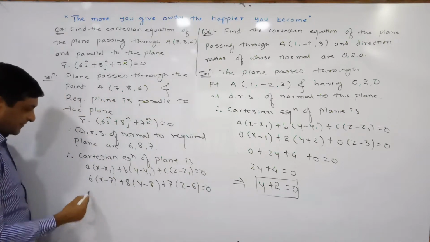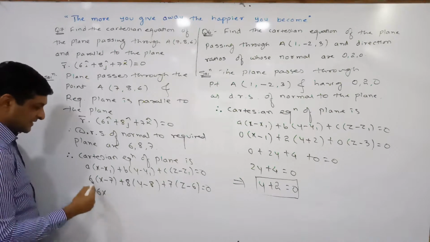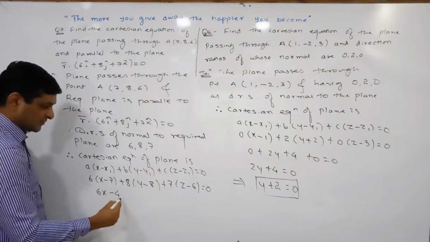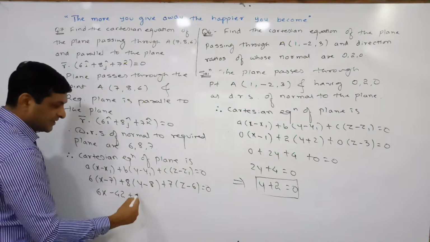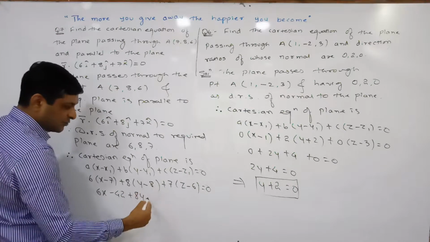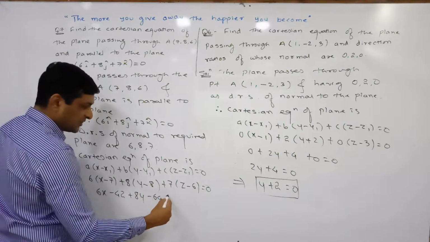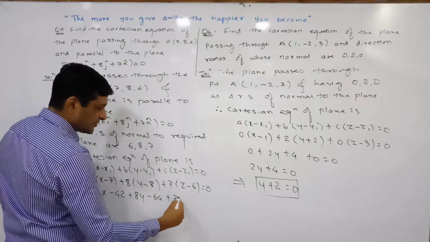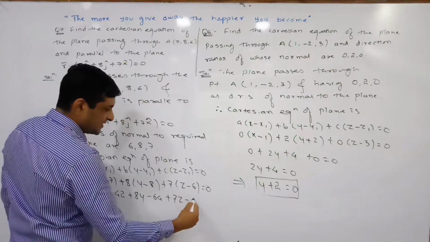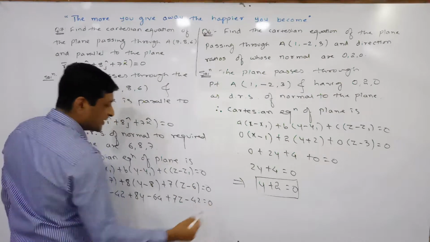Let us simplify it. Here 6 into x is 6x, 6 into minus 7 is minus 42, plus 8 into y is 8y, and 8 into minus 8 is minus 64, plus 7 into z will be equals to 7z, and 7 into minus 6 is minus 42, is equal to 0.